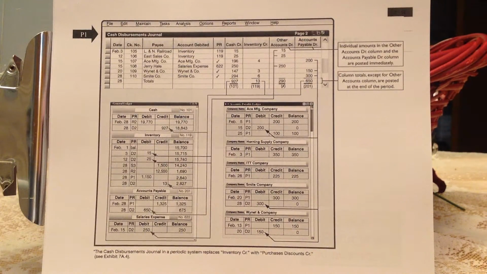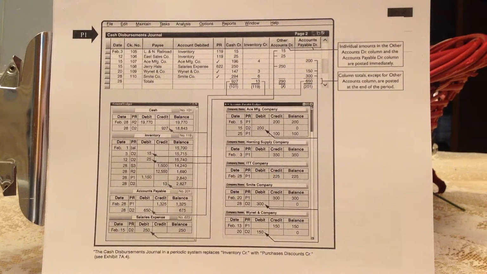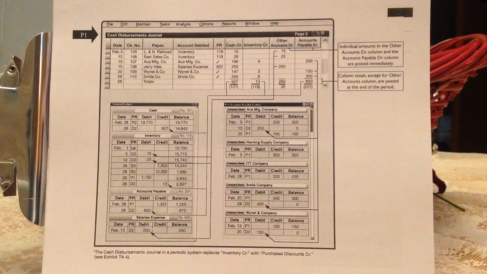The next type of journal we're going to look at is the cash disbursements journal. There's the date, the check number, the payee, the account debited. If it's accounts payable, you're going to list the company, so you make sure you get it into accounts payable, and you can post it into the subsidiary ledger to show that we actually paid that one off. Then you're going to have a credit to cash because it's a cash disbursements journal. To reduce cash, you're going to credit it.